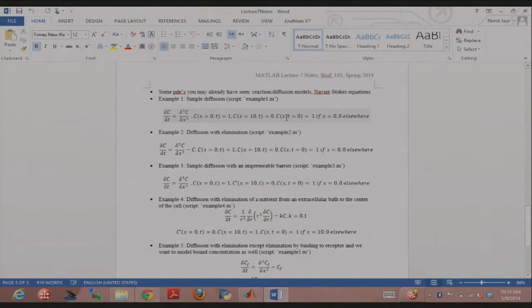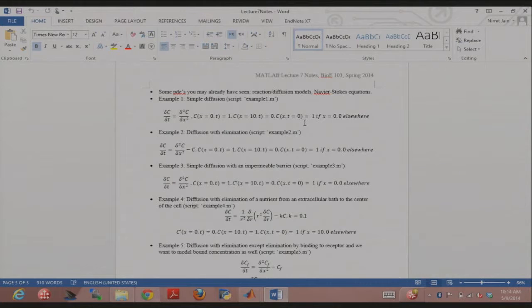And then there's my initial value: at x is 0, the initial value is 1, but everywhere else the initial value is 0. So what's going to happen intuitively in the system? You have basically a source at x equal to 0, and that's got a value of 1. Everywhere else, the concentration is 0. And over time, from the source, things are going to diffuse.